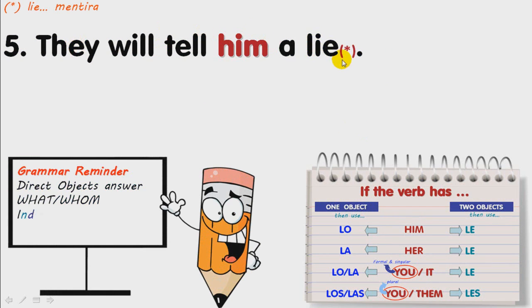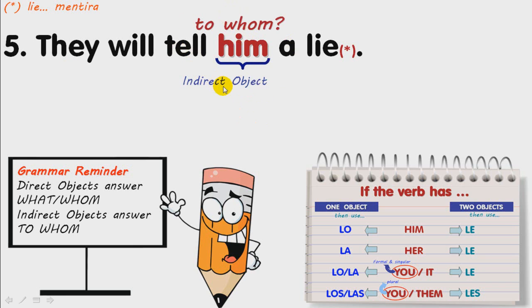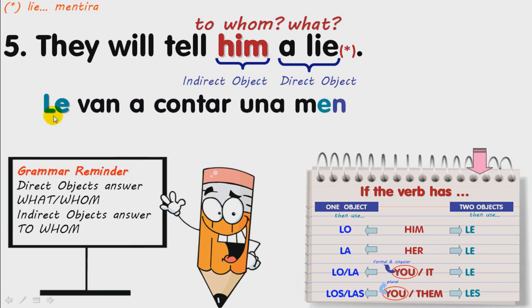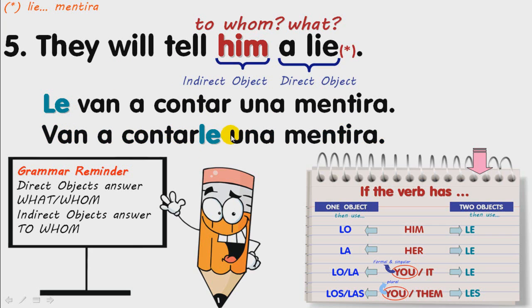They will tell him a lie. Lie is mentira. We have one object here. It answers a question to whom. We have another object here. It answers the question what. So when we have two objects, him would be translated as le. Le van a contar una mentira. And as we have two verbs, we have two options. Van a contarle una mentira.